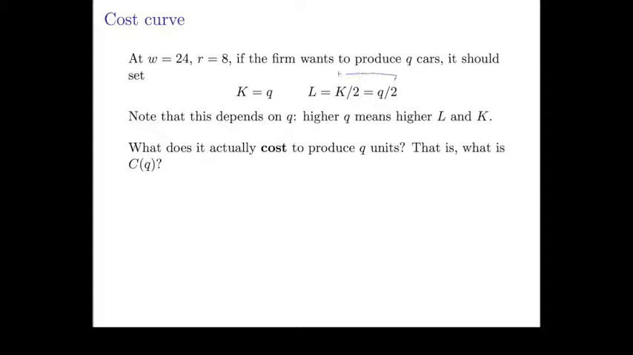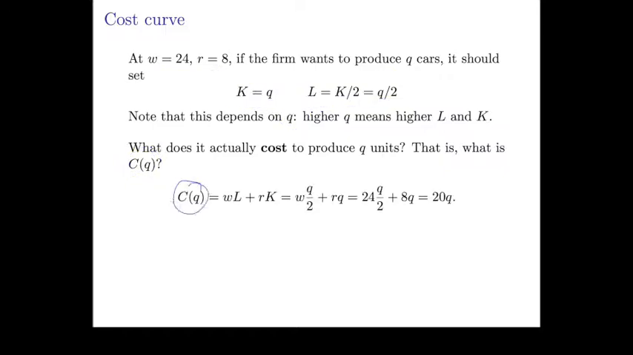So, like I said earlier, you're going to use to produce Q units of output when the wage rate is 24 and the rental rate is 8. To produce Q units of output, you're going to use Q units of capital and Q over 2 units of labor. So the higher the quantity, the more capital and labor you're going to use. So what does it actually cost to produce Q units of output? So what is C of Q, which is really what we want to know?